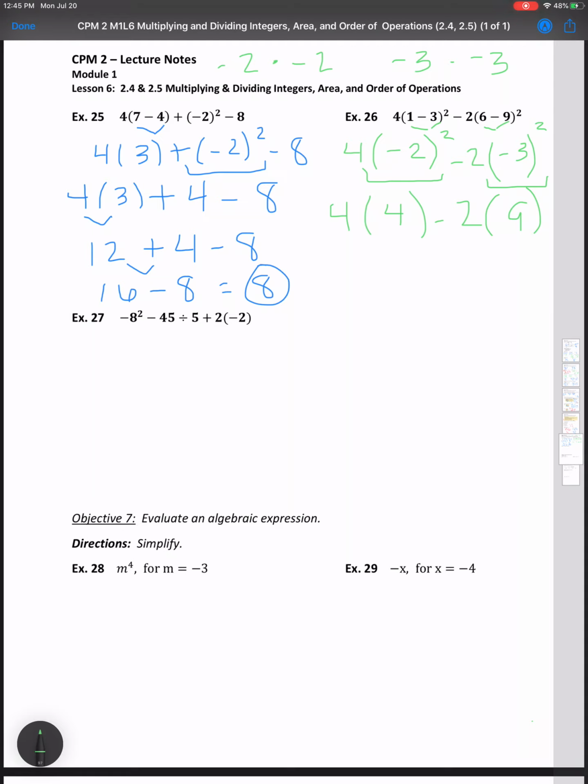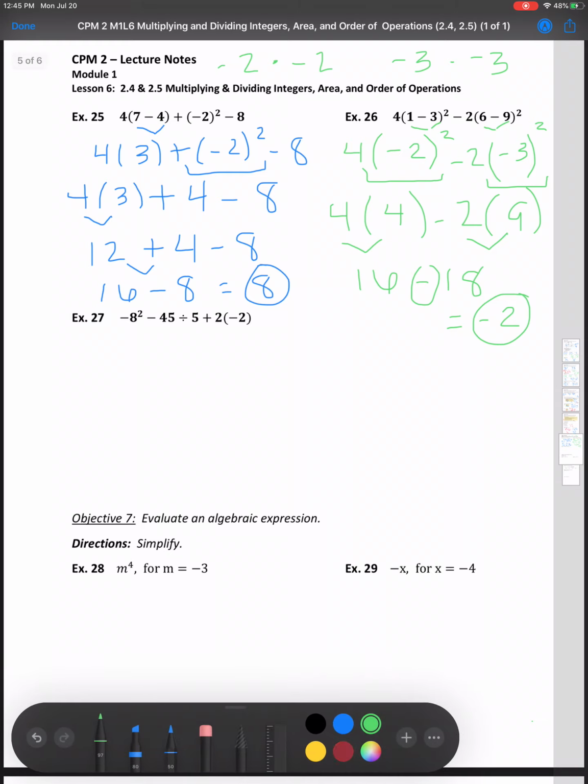Next step, multiplication and division. I have some multiplication. 4 times 4, 16. I have some more multiplication. And whenever you get confused, just take the sign in front. So what is a negative 2 times 9? Signs are different, so it's going to be a negative 18. That way you know what to put there, whether plus or minus. 16 minus 18 is going to be a negative 2.